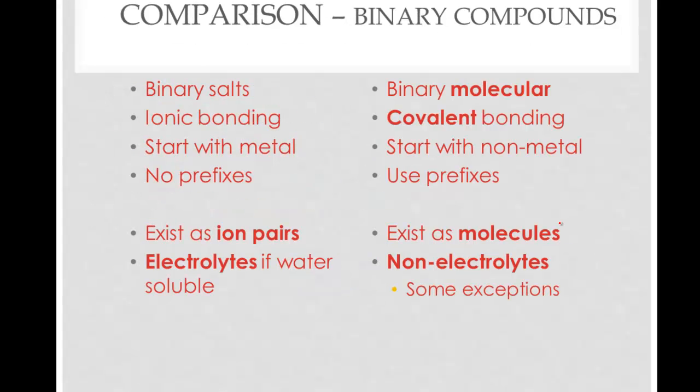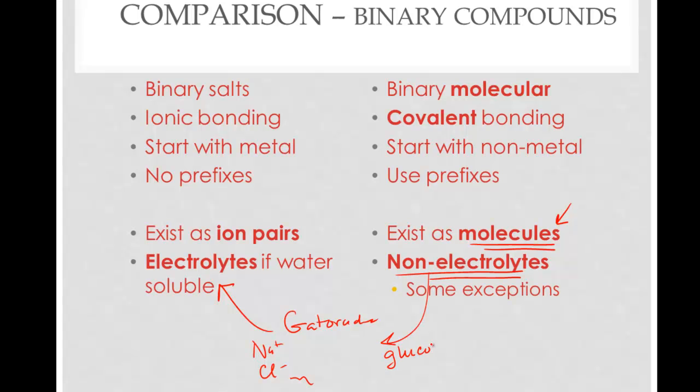So again, one of the important things will be that they will exist as molecules if they are soluble. A lot of them aren't, but if they're soluble, they exist as molecules and they exist as non-electrolytes. So, for example, when you have Gatorade, you have a bunch of electrolytes in Gatorade, which are the sodium ions, the chloride ions, and a few other ions. And then you might have the non-electrolytes, which would represent the glucose or the sucrose, if you buy the regular non-diet Gatorade.